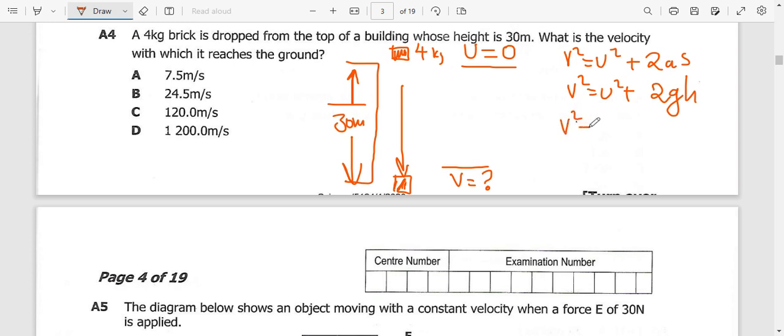So this will be v squared. U is the initial speed. You can see because it was dropped, it is 0. 0 squared plus 2. G is 10. The height is 30. So this will give you v squared being equal to 2 times 10 times 30. That will give you what? 2 times 3 is 6, and then you have got 600. Is this okay?